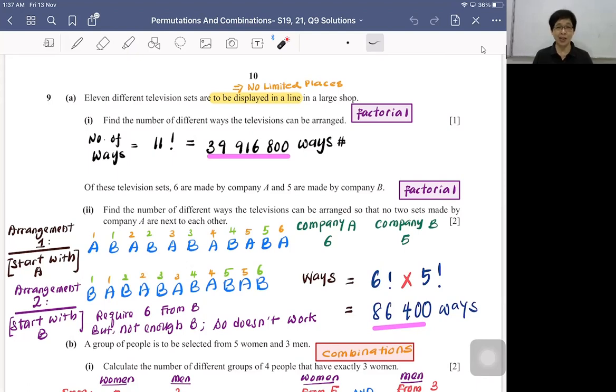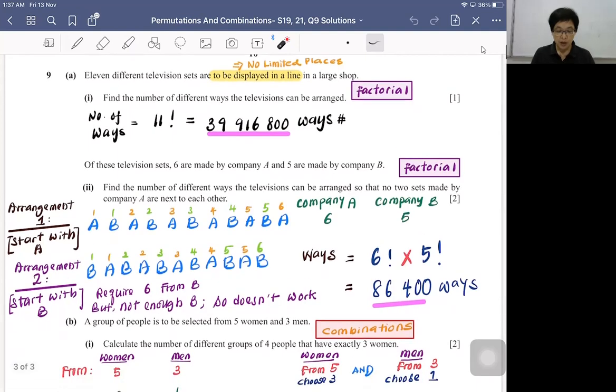Quite a lot of ways you can display your 11 different televisions. Okay, now let's proceed. Of these television sets, 6 are made by company A, 5 are made by company B. Okay, from the reading of the sentence, I organize them into company A, 6 models, and company B got 5 of them.